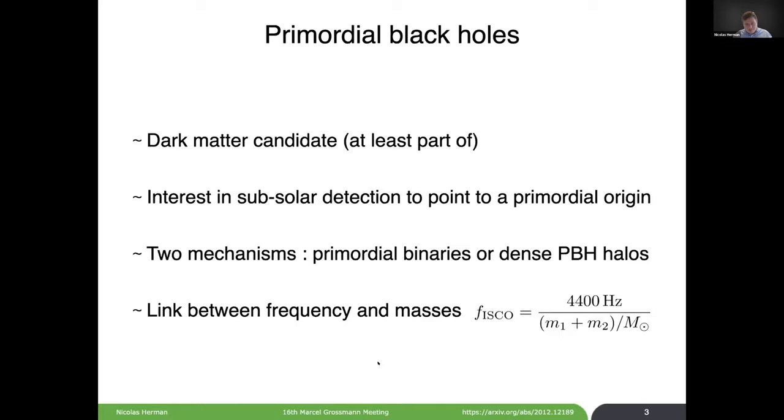we study two mechanisms. First is primordial black hole binaries that survive the expansion of the universe, but it's a binary system isolated. Or it could happen that there is a tidal capture of primordial black holes in dense halos. And so a merger could happen. And I want to highlight that there is a link between frequency and mass of the merging black holes with this formula.